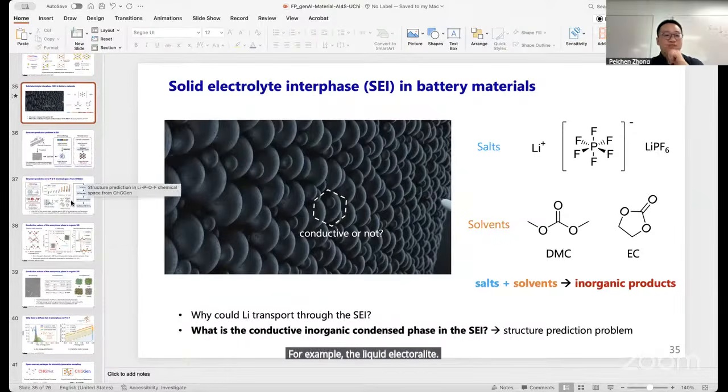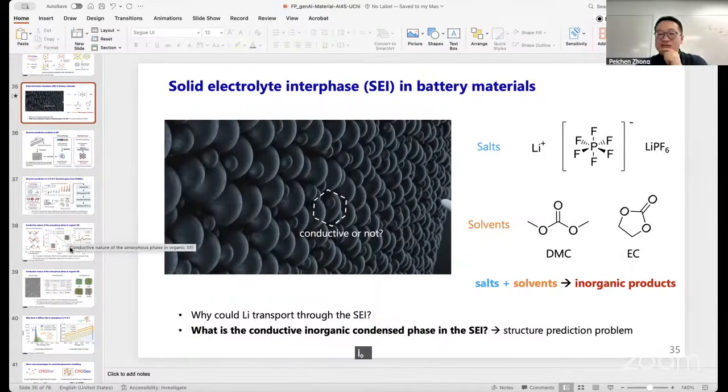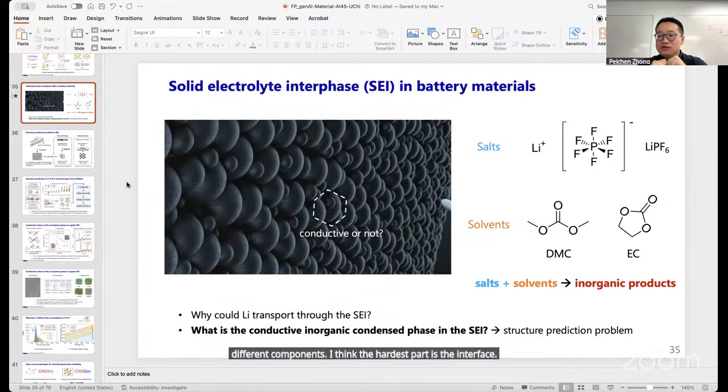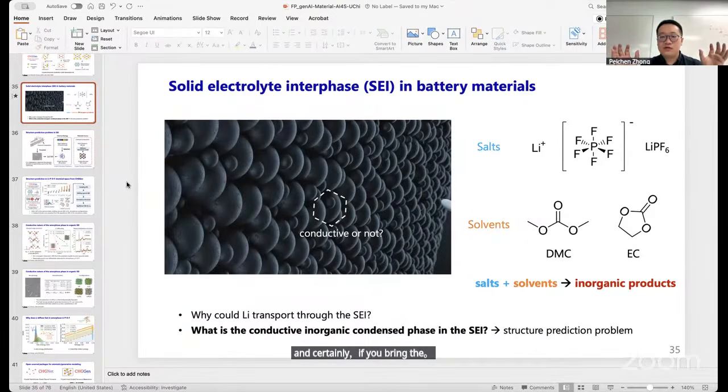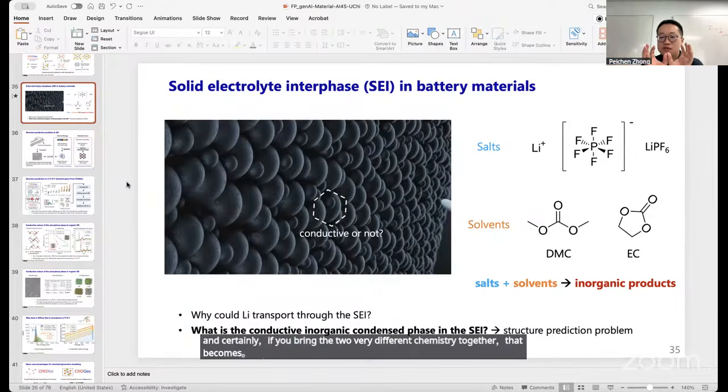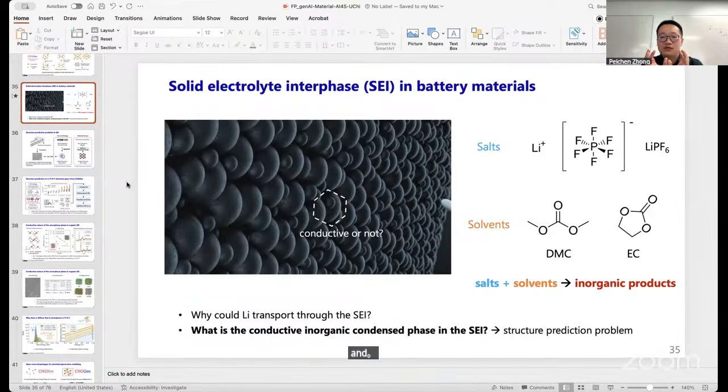Oh, this is quite a broad question. For energy storage materials, they have different components. I think the hardest part is the interface. The nature of the interface requires large scale simulation. You are not just going to study a homogeneous part, and if you bring two very different chemistries together, that becomes a heterogeneous structure, and you need a long range machine learning potential to well capture the interactions. That's one thing. And second, we are not quite clear on the full reaction or the energy landscape happening at the interface.